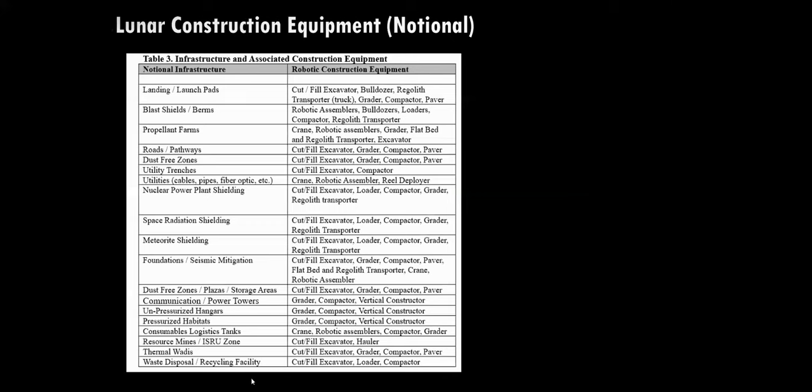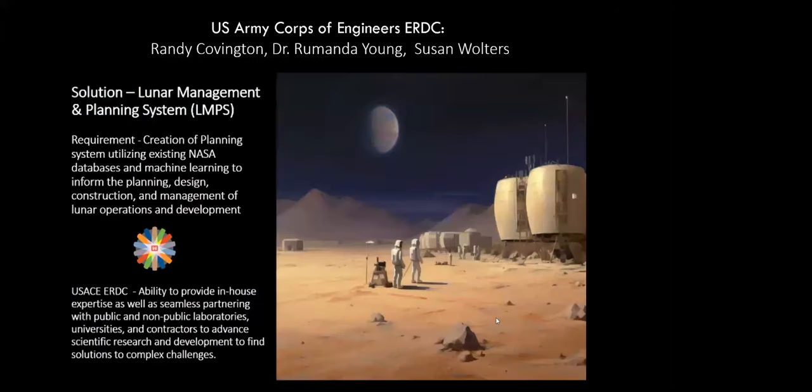Now, the other thing you might ask is, what kind of equipment should we be designing? Well, this was just another paper where I made an attempt to quantify that, and this is very notional, but the exercise was, if we're building landing and launch pads, what equipment do we need? We need a cut-fill excavator, a bulldozer, a regolith transporter, a grader, a compactor, and a paver. That's just notional, but you can see that's the exercise we have to go through using the systems engineering process, of course. We need to start thinking about what kind of equipment we should be developing in order to build a lunar base.